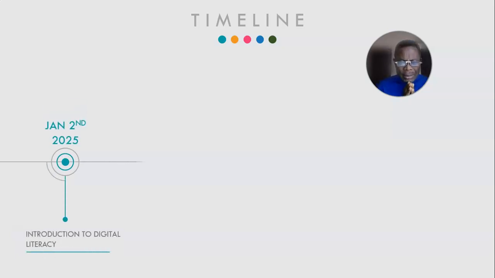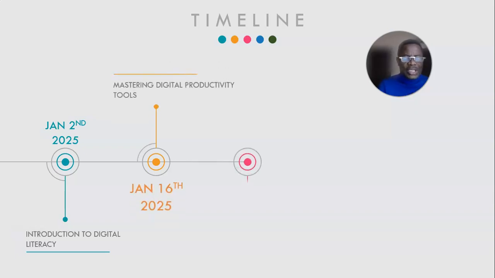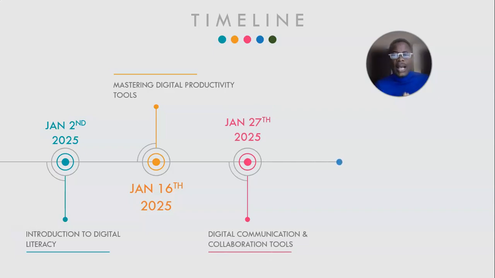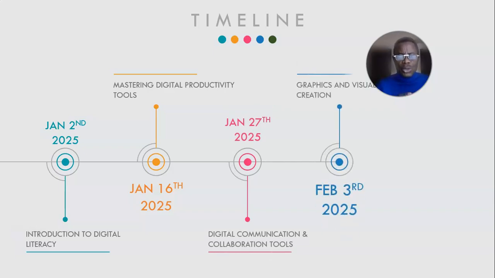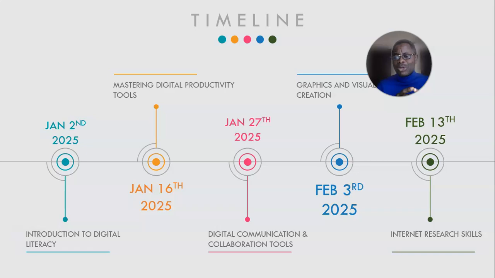Now let's look at the timeline for this program. Like I said, we are going to start on the 2nd of January 2025 with Introduction to Digital Literacy. By 16th of January, we should move to Mastering Digital Productivity Tools. By January 27th, we should move to Digital Communication and Collaboration. That is where, irrespective of where your students, friends or colleagues are, you should be able to work on a document in real time, simultaneously. And by February 3rd, you should move to Graphics and Visual Content Creation.